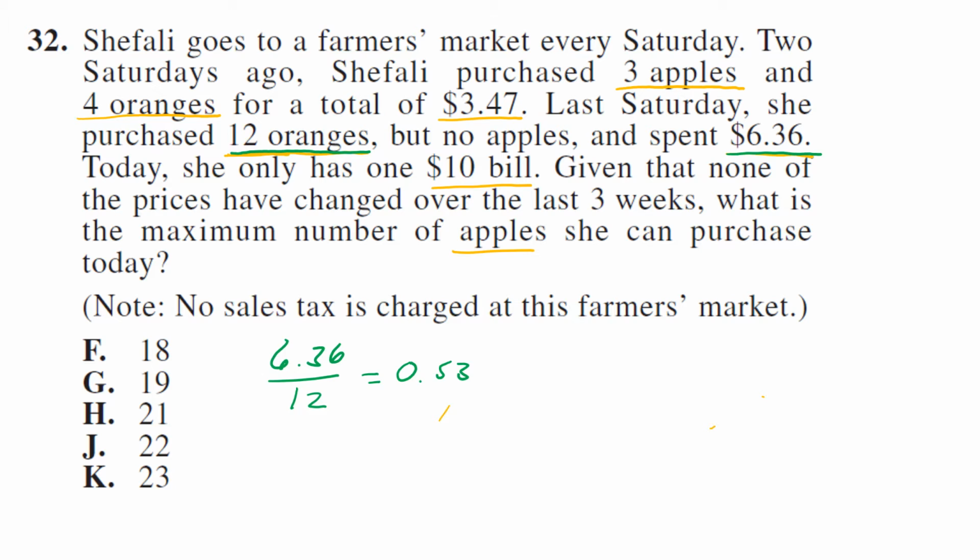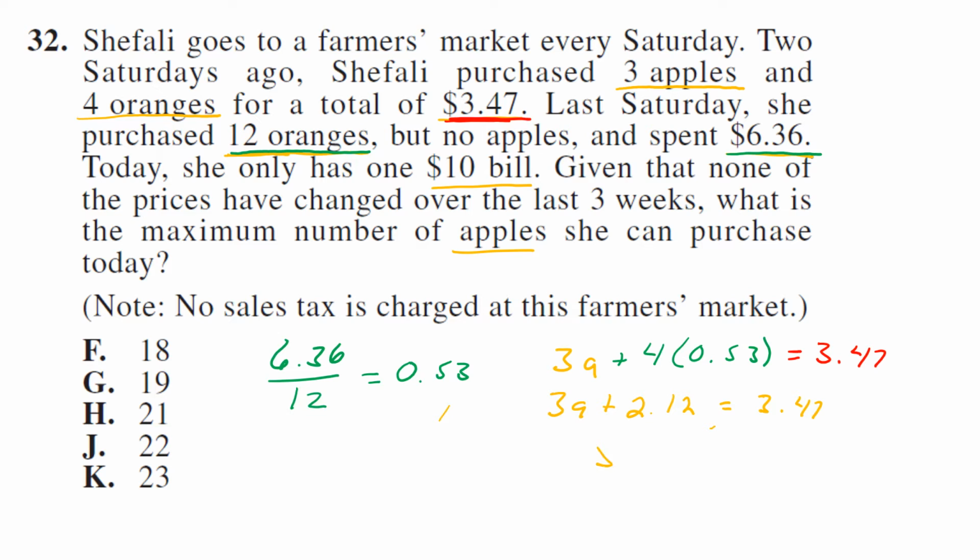So we're going to say 3 apples. And she purchased 4 oranges plus 4 oranges at 0.53 cents each. And she spent a total of $3.47. So now we can figure out how much the apples cost. So we have 3 apples plus, this is 4 times 0.53 is 2.12 equals 3.47. So then we'll subtract from both sides.